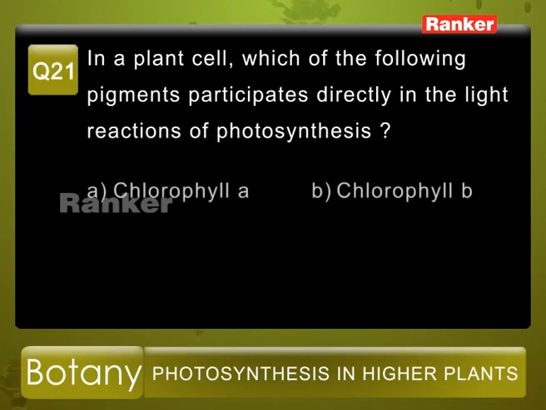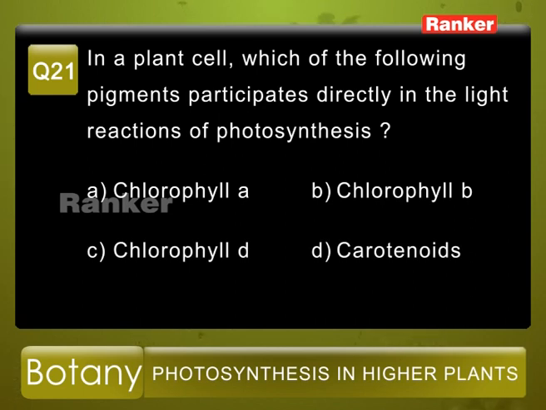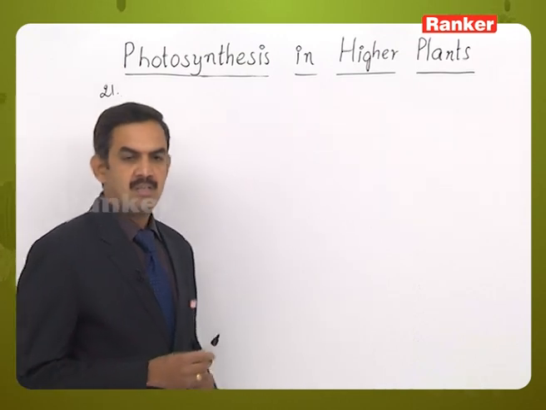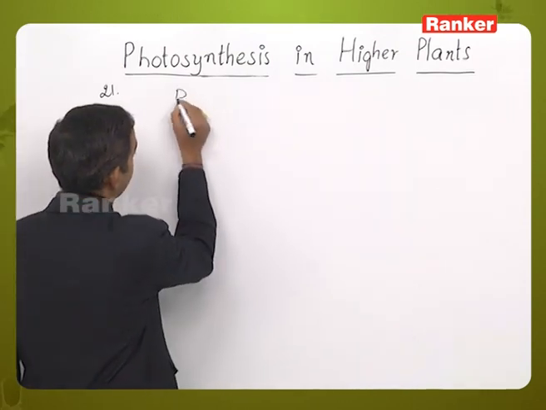Question number 21. In a plant cell, which of the following pigments participates directly in light reactions of photosynthesis? The given options are A, chlorophyll a, B, chlorophyll b, C, chlorophyll d, and D, carotenoids. So directly in light reaction.